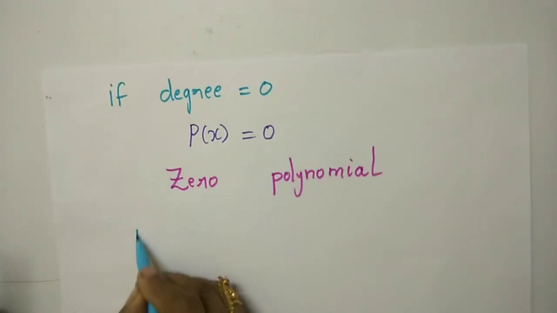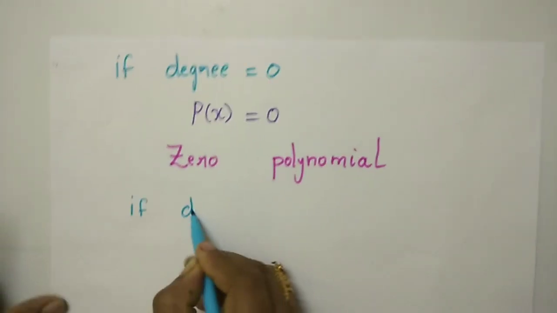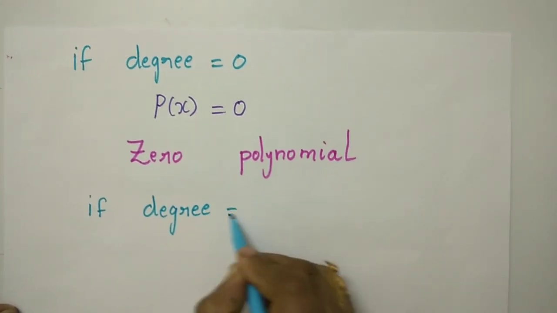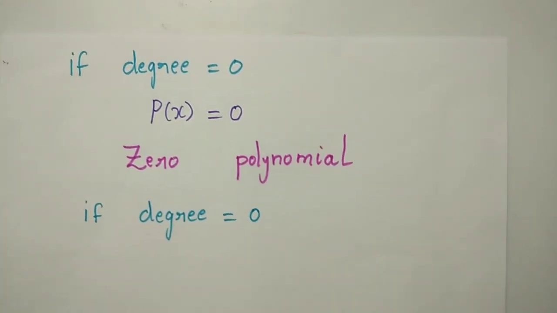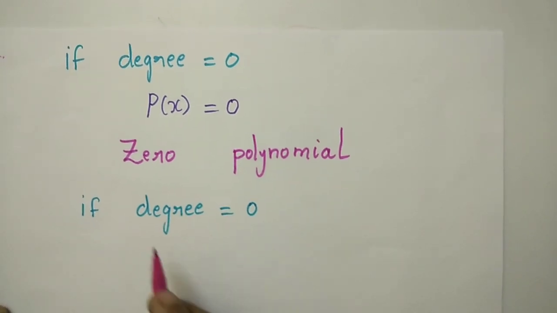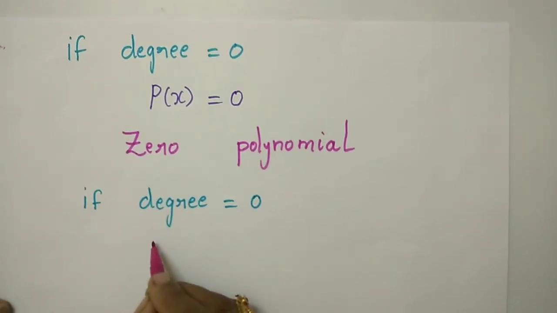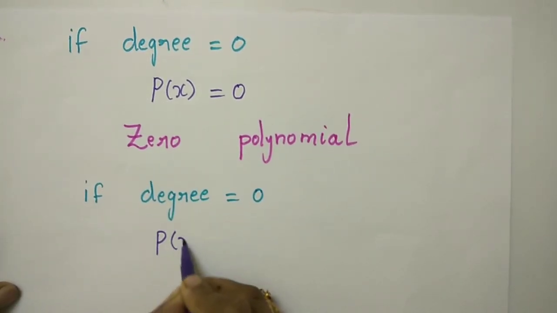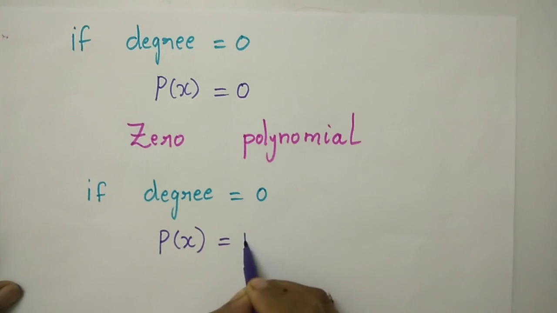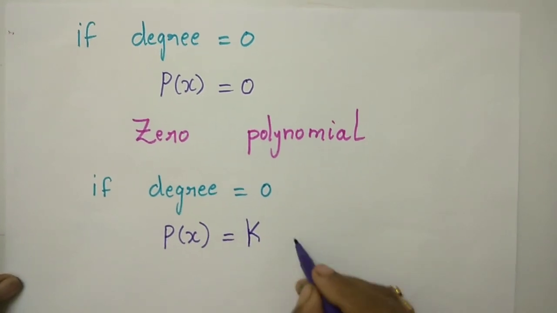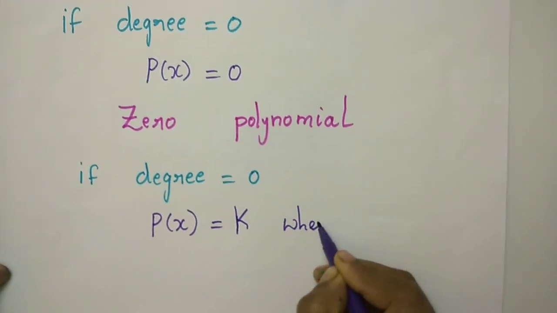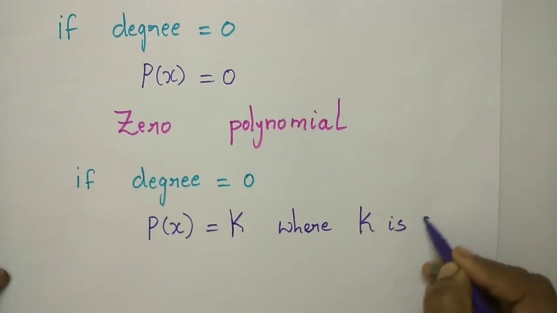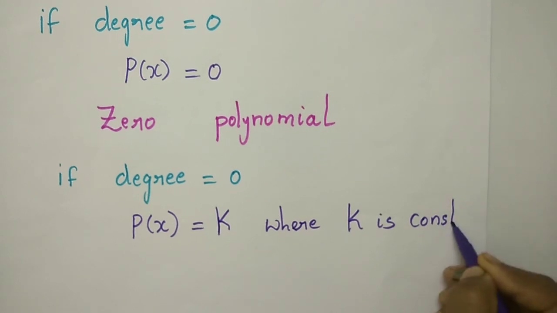If the degree of a polynomial is 0 and the polynomial is of the form P of x is equal to k, where k is some constant. Constant means it can be any number.